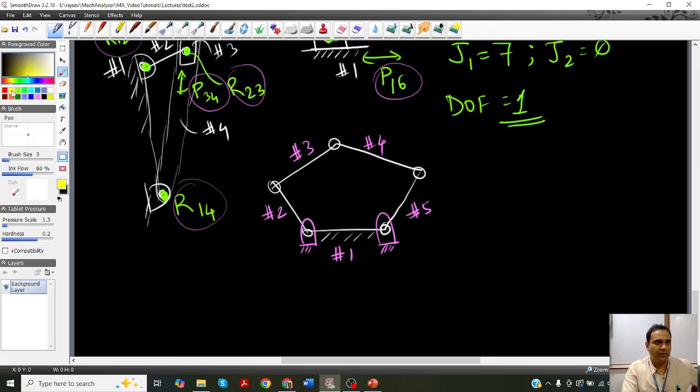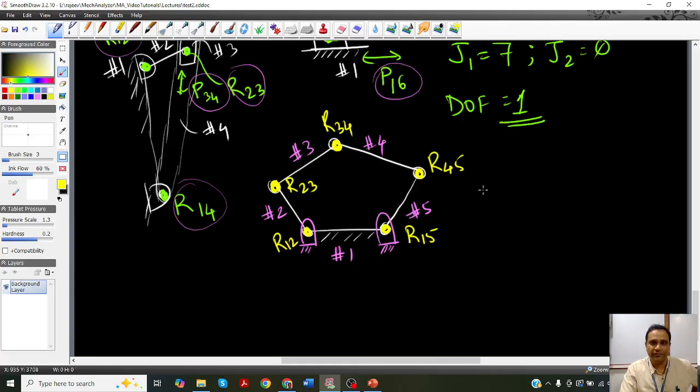Okay, now let's look at the joints. This particular joint is R1,2, rotational between 1 and 2. This is R2,3. This is R3,4, R4,5. Again, we'll come back R1,5.